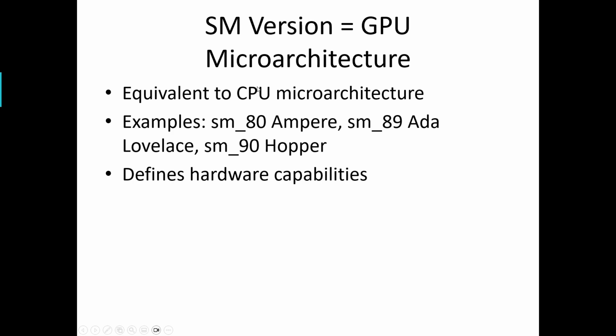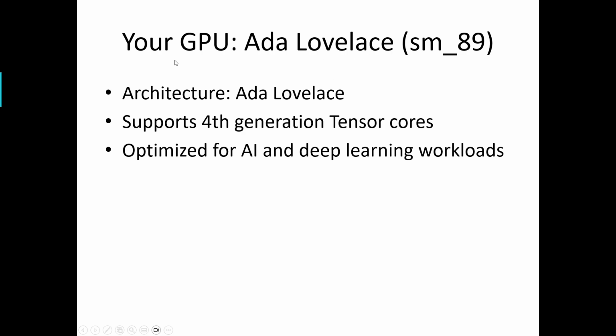This is equivalent to the CPU microarchitecture, where we have examples like the streaming multiprocessor of Ampere. We have Ada Lovelace, which is the same architecture that I have. And this defines the hardware capabilities. This is my GPU, so it supports 4th generation tensor cores, and it is optimized for AI and deep learning workloads.